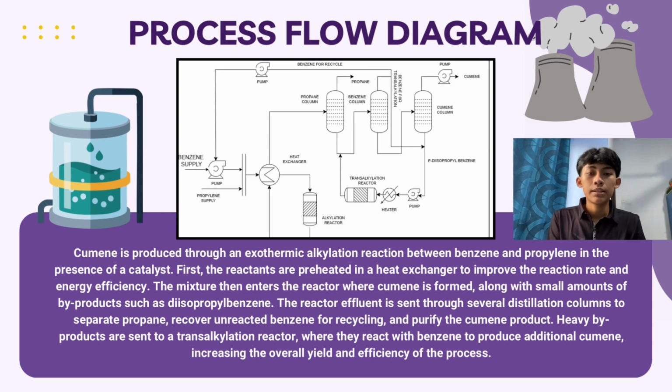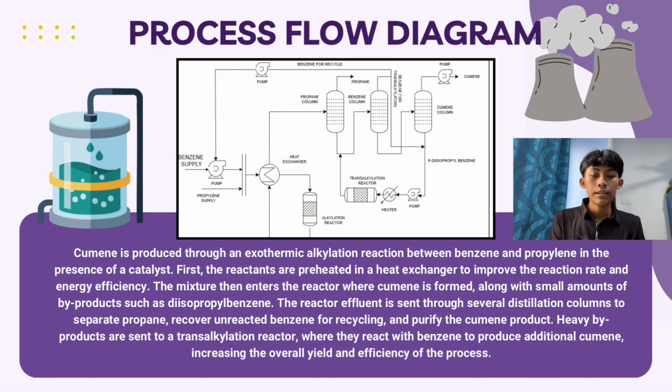So the picture here is our group process flow diagram. Let me explain more about it. Cumene is produced through an exothermic alkylation reaction between benzene and propylene in the presence of a catalyst. First, the reactants are preheated in a heat exchanger to improve the reaction rate and energy efficiency. The mixture then enters the reactor where cumene is formed, along with a small amount of byproducts such as diisopropylbenzene.